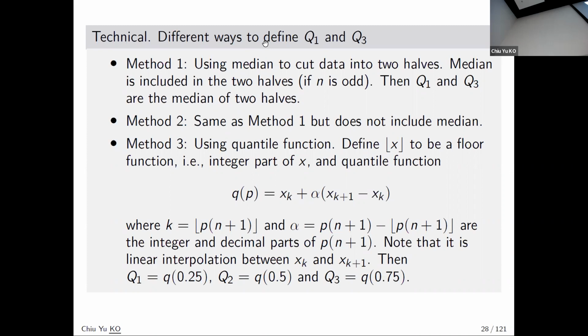The problem is, if this Q2 comes from the data itself, suppose you have an odd number of data points, there is exactly one guy in the middle, exactly the median. The problem is, would you include the median in the first data set or not? If you include it, that's method 1. If you don't include it, that's method 2. Let me show you an example in the next slide, and you will see what method 2 is before we go to the more elaborate method 3.